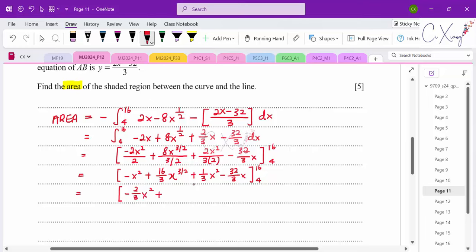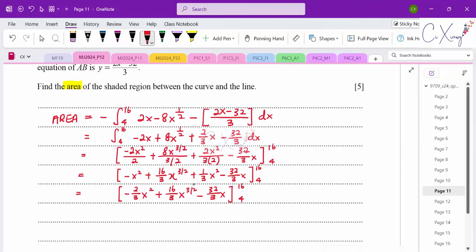Okay, then plus 16 over 3 x power 3 over 2 minus 32 over 3x. Then 16 and also 4. Okay, so I feel that I cannot simplify the expression more already. Then I will directly substitute the value inside. Okay, so substitute 16 here. You'll be having negative 512 over 3.